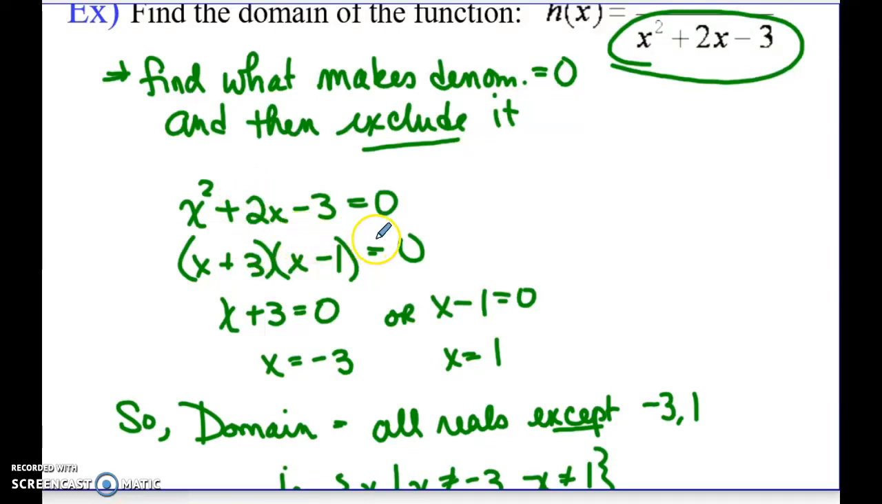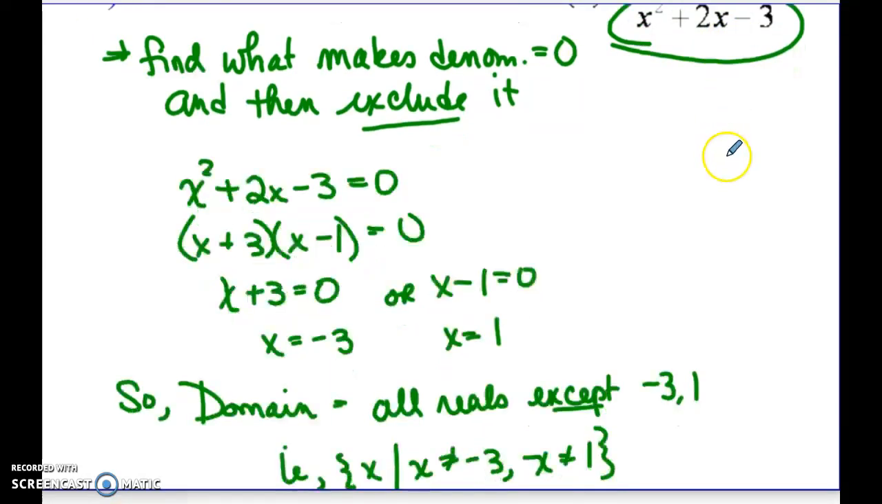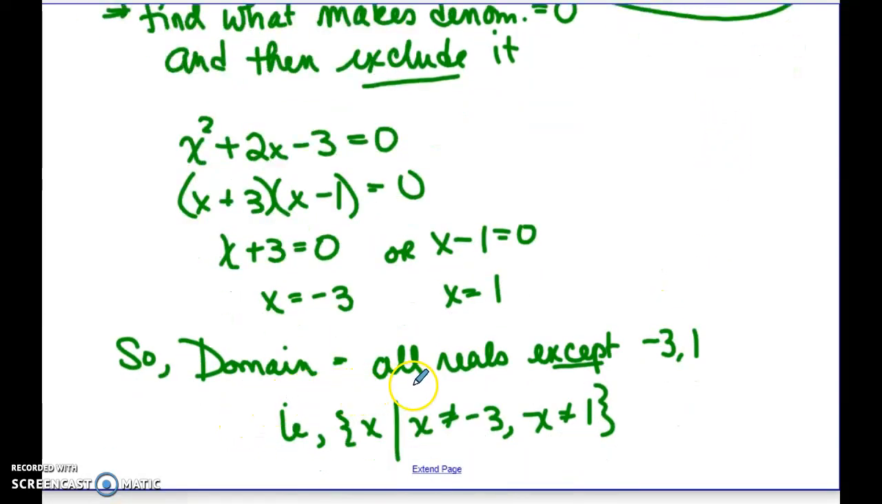If I have something times something equal to 0, then that means either that first something is 0 or the second something is 0. Solving both of those, we get x equals negative 3 or 1 will cause the denominator to be 0. That's what we don't want, so we're going to exclude that. We would say that by saying the domain is all reals except the negative 3 or 1, or this is what we call set builder notation. It's the set of all x, this vertical line is read such that x is not equal to negative 3, x is not equal to 1.